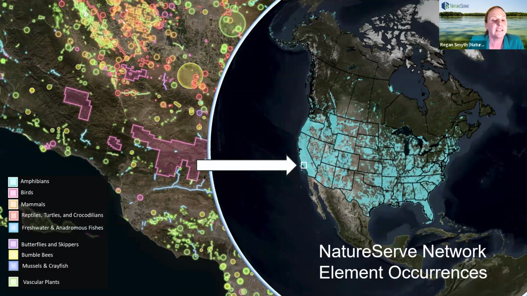Our distribution data starts with a rich set of occurrence data collected and maintained by our network partners. This map is showing the hundreds of thousands of locations that have been delineated where populations of species of conservation interest have been documented and vetted. And this is the hard work of natural heritage programs and other NatureServe network programs on the ground.